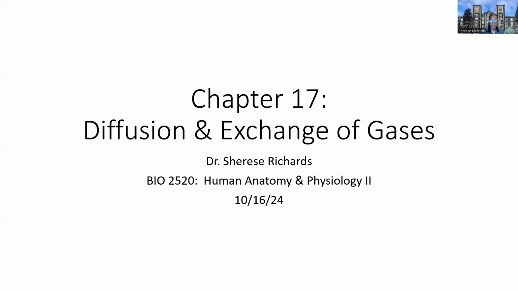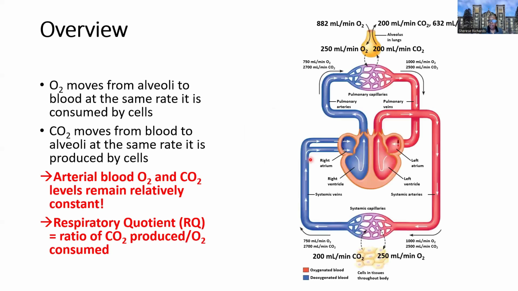Okay, so we're beginning chapter 17. This is diffusion and exchange of gases. And so we've been speaking so far about the structure of the lungs, the mechanical forces that move the lungs, Boyle's law, and the pressure and volume of the thoracic cavity, as well as things like your capacities and your ventilation. So now we're going to shift to the cellular level and talk about the gases.